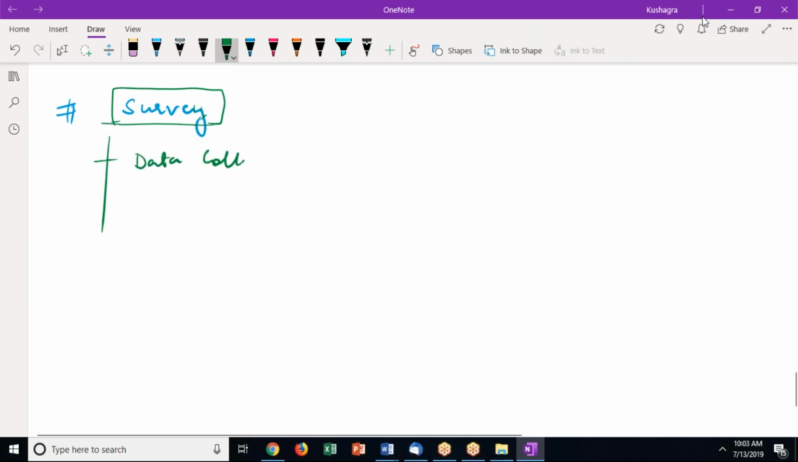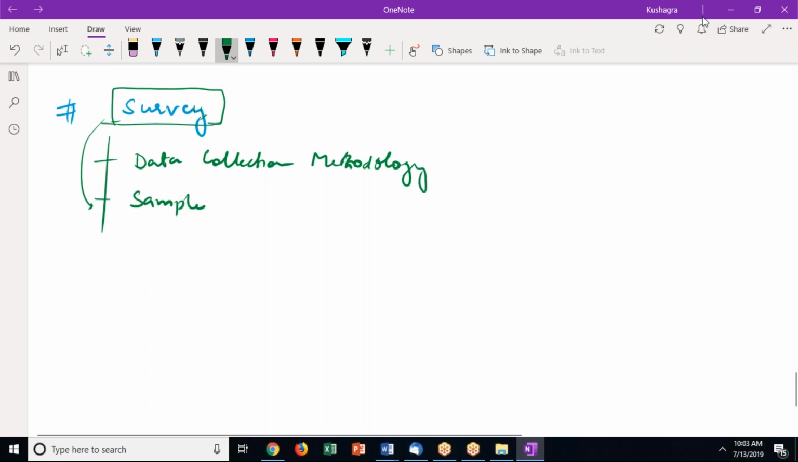And the second important thing that you need to understand is you would collect the data for the sample or for the population. Can somebody tell me, when you do a survey, will it be done on a sample or on a population? For the sample. Sample, everyone, right? Whenever you do a survey, data collection would be done for the sample.